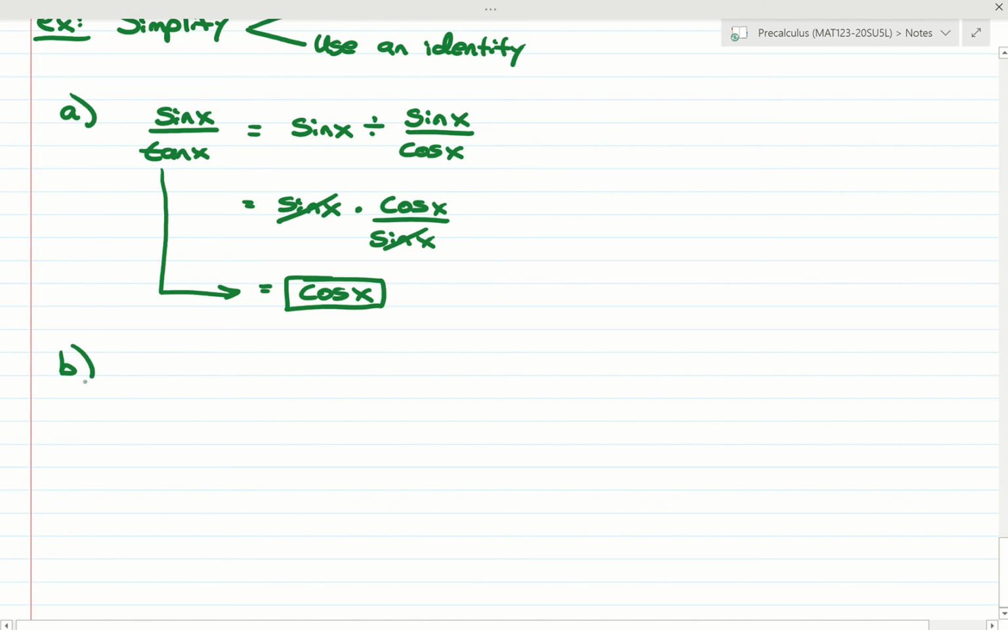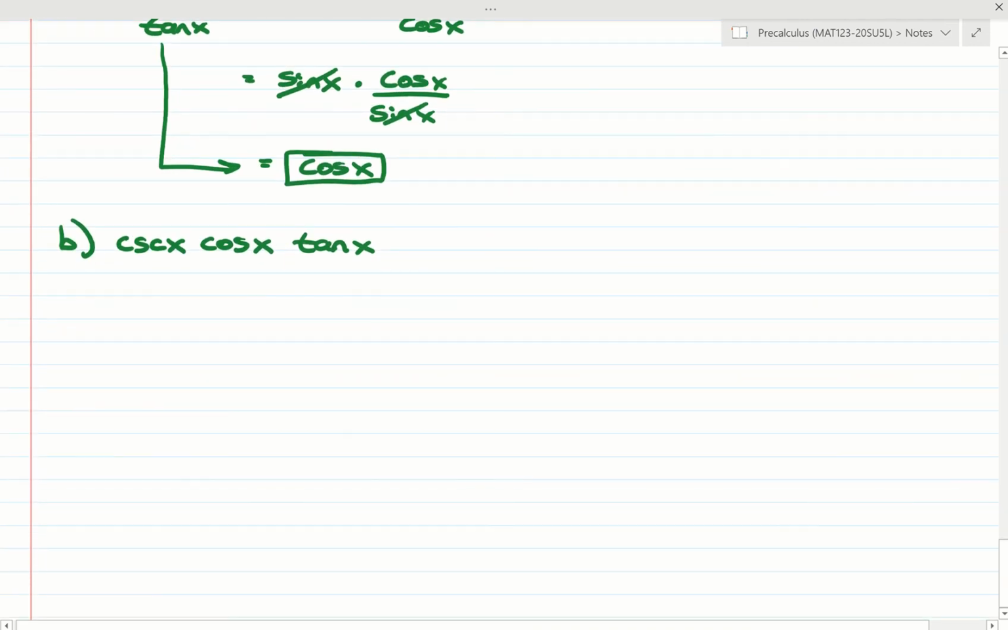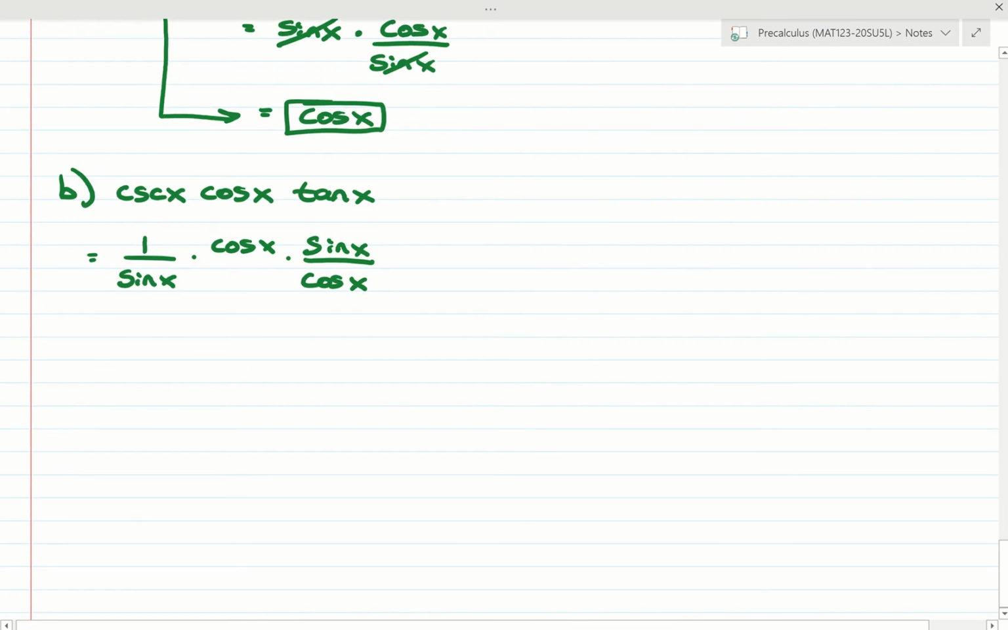Let's try something else. What if we had the cosecant of x times the cosine of x times the tangent of x? All right, well, let's convert to sines and cosines. Cosecant of x is 1 over the sine of x, times cosine, which is already in sine or cosine. Tangent is sine of x over cosine of x. You should have the reciprocal identities, the quotient identities, and sine squared plus cosine squared equals 1. Those should be memorized. Those should be known. You shouldn't have any kind of delay in recalling those.